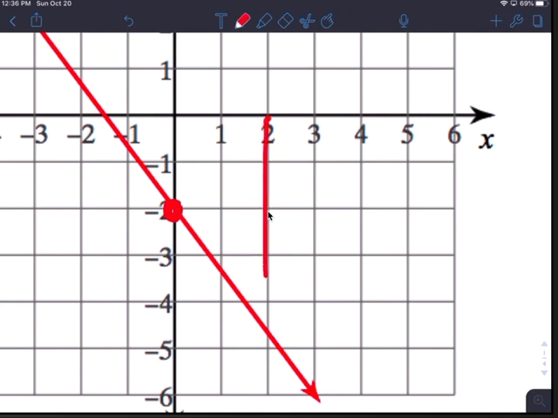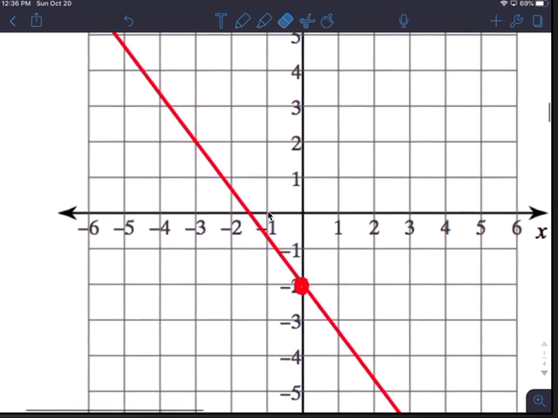At 2, I can't put a dot there because there's no number. At 3, I may be able to put a dot there, I'm not sure. Looks like I can. Let's check on the other side. I would have to check on the other side.